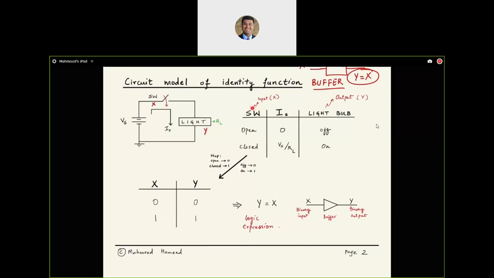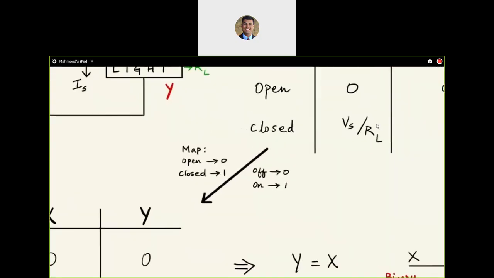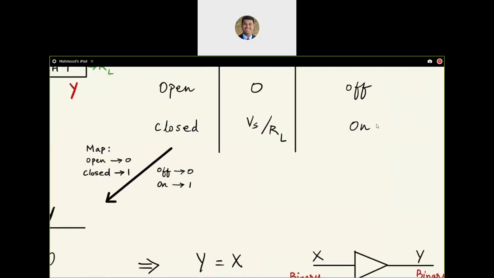Now, using this table that we can easily read, let us map that to a different table by associating open and closed with a 0 and 1. I'm using 0 for open, meaning the switch is not connected or off, and I'm using 1 for closed switch, which means it is an on switch. Similarly, I also have a mapping for the output here. The light bulb off and on is represented by a logic 0 or a logic 1, a false or a true, a low or a high.